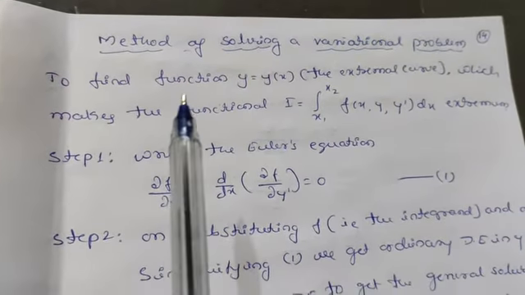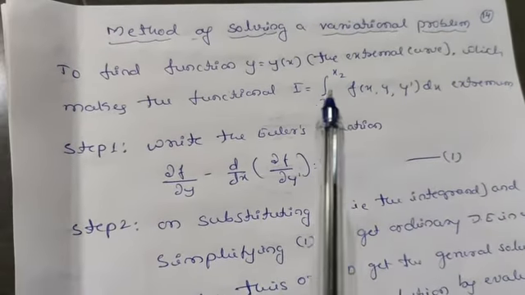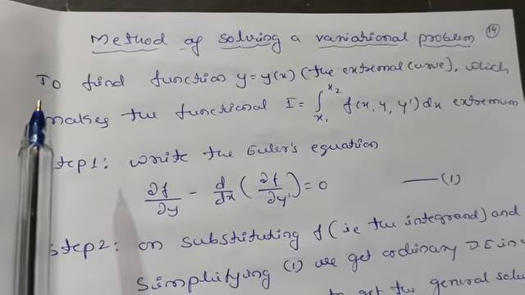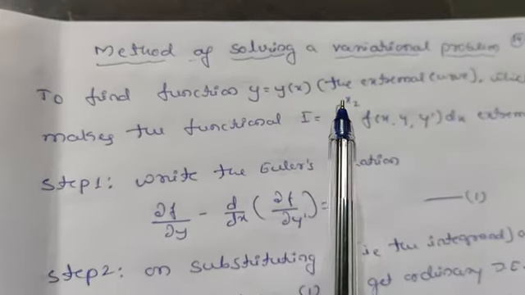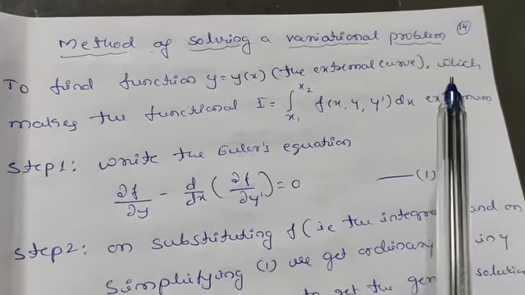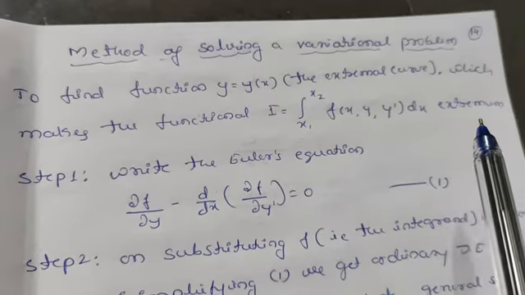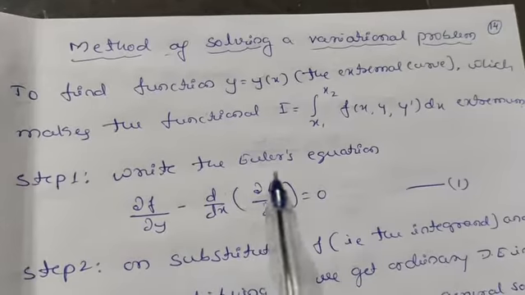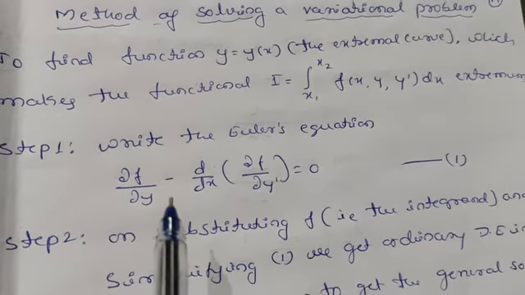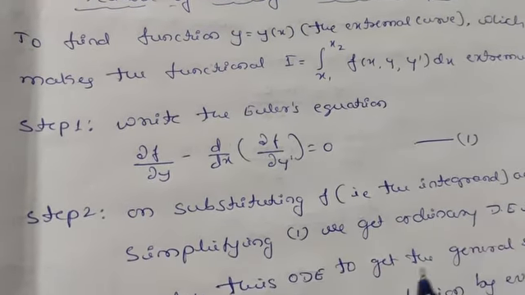Let us take the method of solving variational problem. So this method is very important because you will get one question definitely from this in the examination. The method is to find the function y(x), that is the extremal curve which makes the functional I an extremum. First step is, you have to write the Euler's equation, ∂f/∂y − d/dx(∂f/∂y') = 0. Take this one as equation number 1.